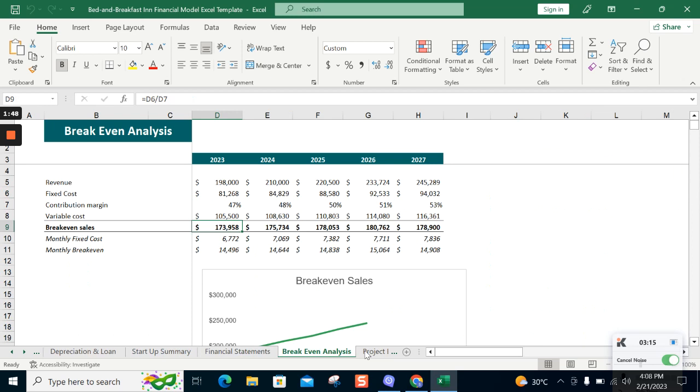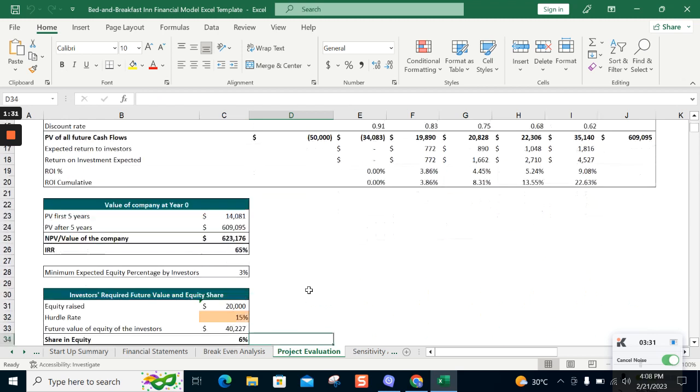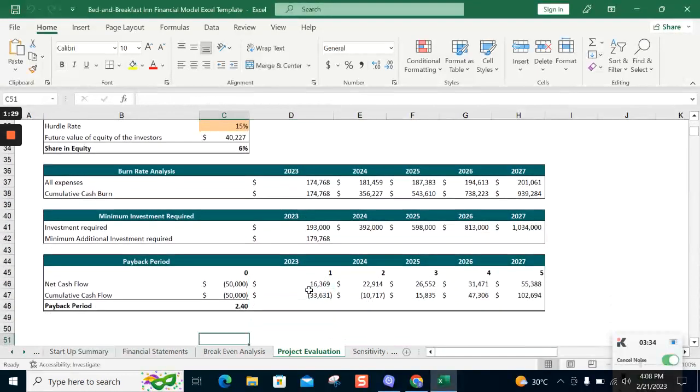The break-even analysis estimates the sales needed to reach the break-even point when there is no profit and no loss. The project evaluation estimates the net present value of the company, internal rate of return, minimum expected equity percentage by investors, investor required future value, equity share, and then the payback period.